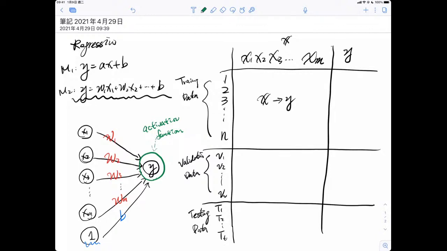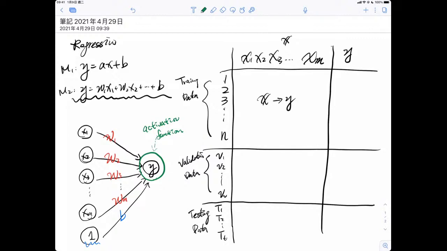The relationship between, for example, your age, your weight, your height, your score, your salary, something like that. We generally believe our world is non-linear. So when we design our model, for example M2, that is a linear combination. That's a polynomial representation of x1 to xn and b, right? We use a polynomial formula to describe the relationship between x and y.